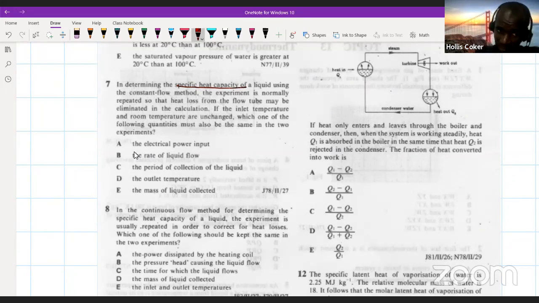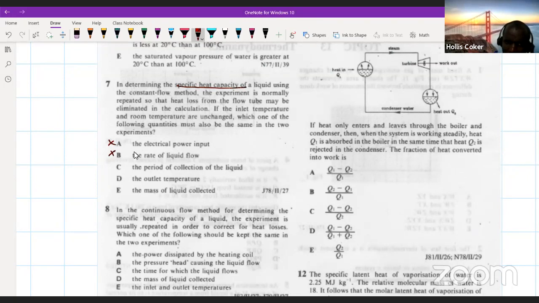Which one of the following quantities must also be the same? The power cannot be the same, so A is out. A is out for sure. You have a different power at a different fluid flow to get the same exit temperature. Rate of fluid flow. No, you can't have the same flow rate. That's wrong. If you had the same flow, you wouldn't get two separate equations to cancel the heat loss. That's wrong.